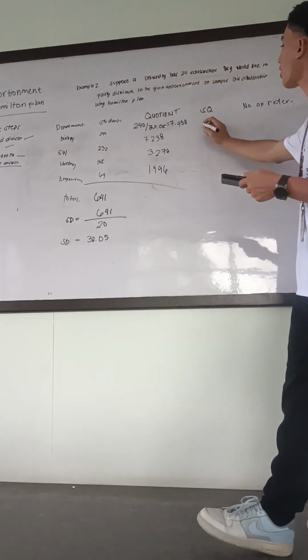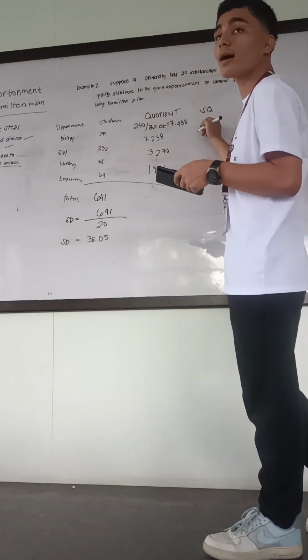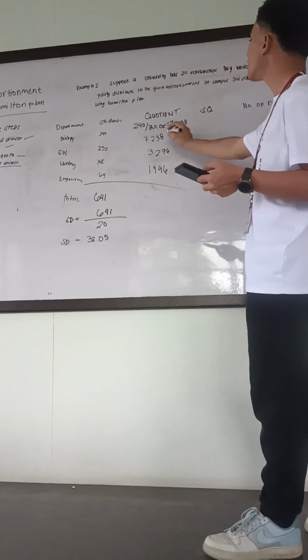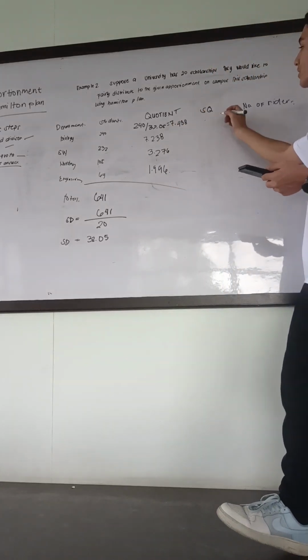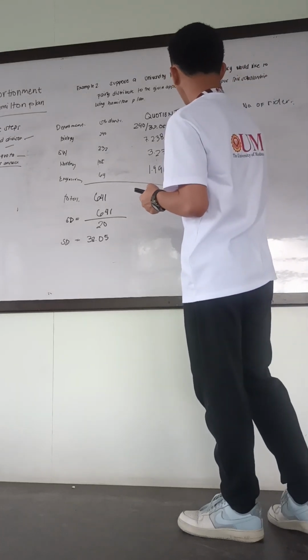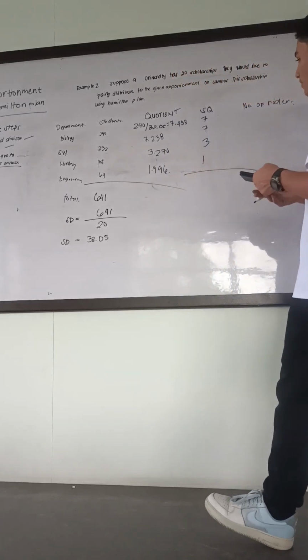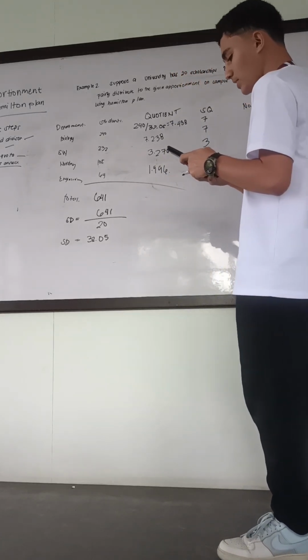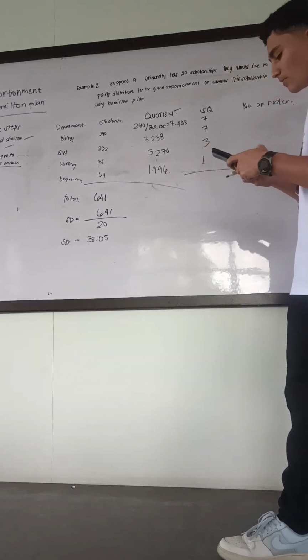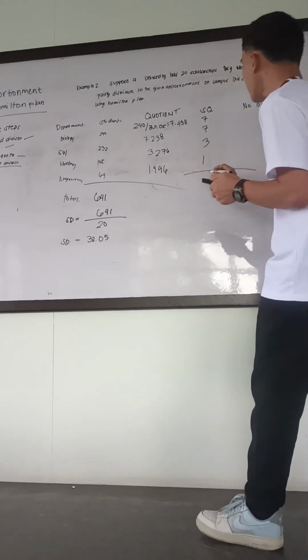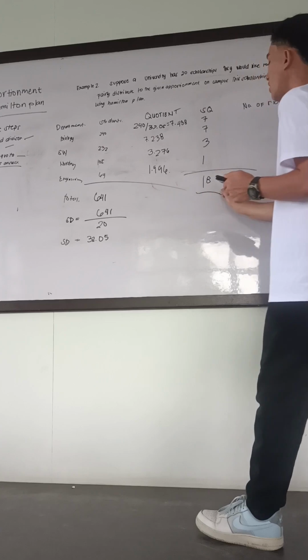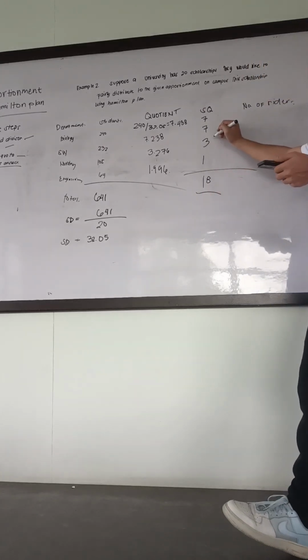For the standard quota, again, we must round down the quotient into whole numbers. So we have 7 plus 7 plus 3 plus 1. So we must total it, 7 plus 7 plus 3 plus 1. So we have 18. So we are short here in our standard quota.